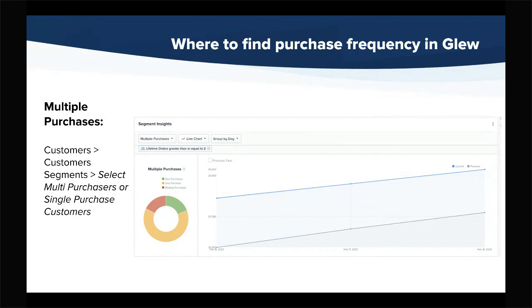So the first one is through multiple purchases. So our multi-purchase report. To get there inside of Glew, you're going to go to customers, customer segments, select that multi-purchase purchasers or single purchase customers. Once you get into the segment insights there, you're going to be able to scroll down and see this beautiful pie chart here. So essentially what this is doing is it's breaking your customers into 3 groups.